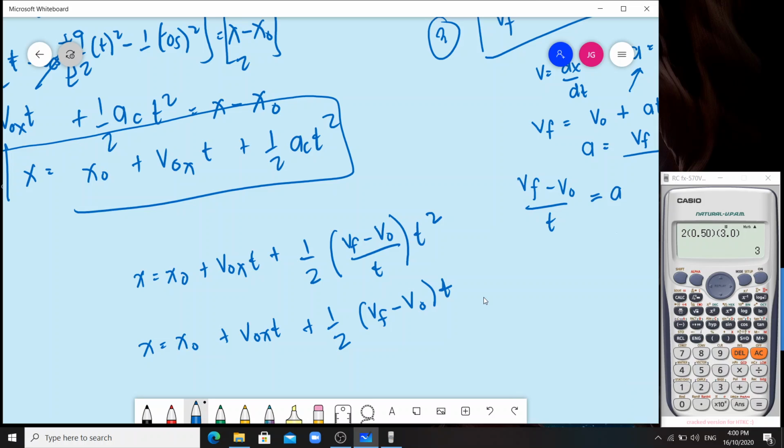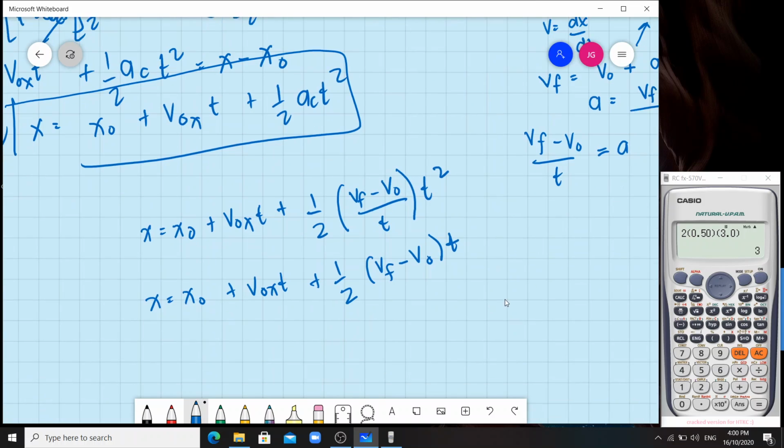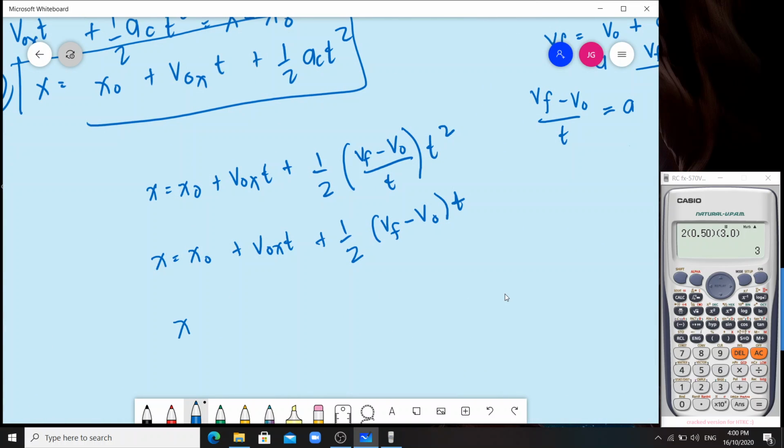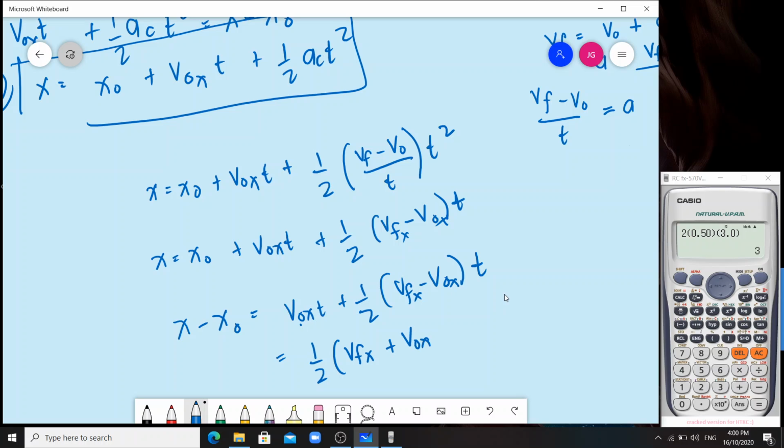lang to. Then, pwede nating ayusin siya as ganito: x minus x0 equals v0xt plus 1/2 vf minus v0 t. Ito ay v0x to. X yan lahat. Ito at ito ay parehas na term, diba? So, 1 minus 1/2, that is positive 1/2. So, may matitira dito na 1/2 vfx plus v0xt. So, ito na yung fourth equation.